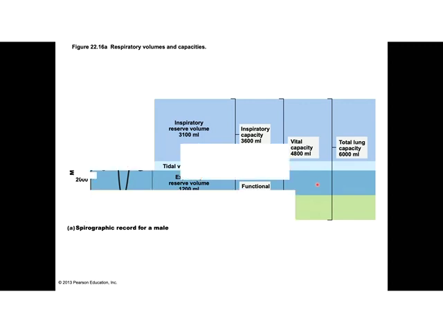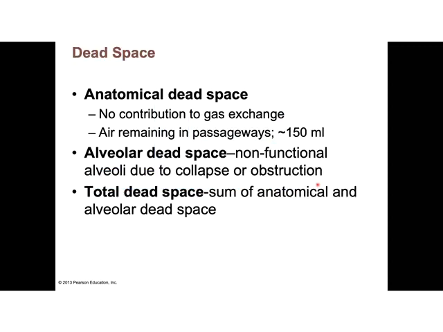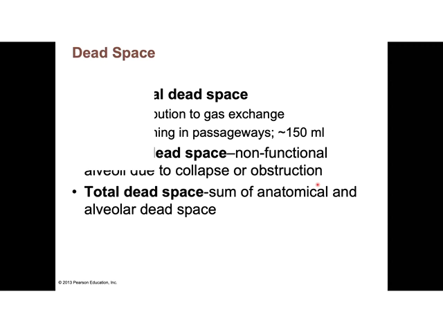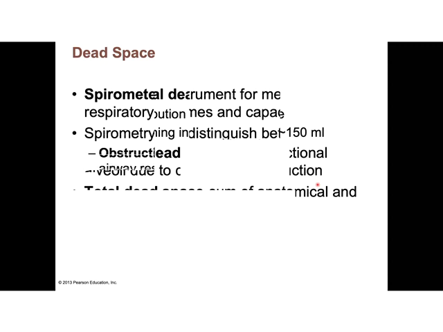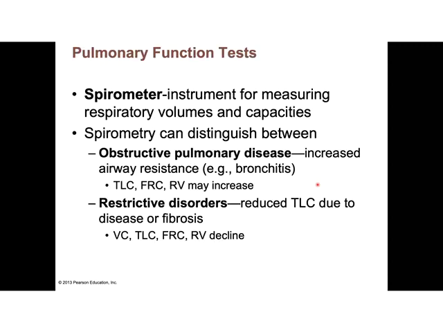affecting you. The dead space doesn't contribute to gas exchange. It's just the air in the conducting division after a vital capacity. It's usually around 150 mL. Alveolar dead space is non-functional alveoli because they're blocked or they've collapsed, and total dead space is both the anatomical and the alveolar dead space. We all have some of that. The spirometer is just the instrument used to determine these things.